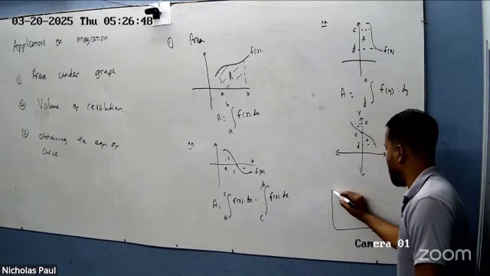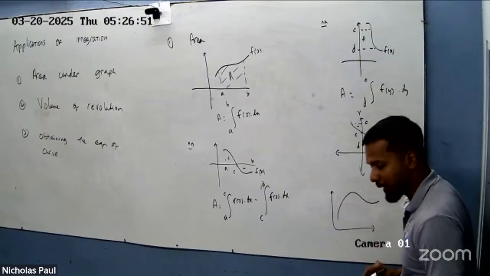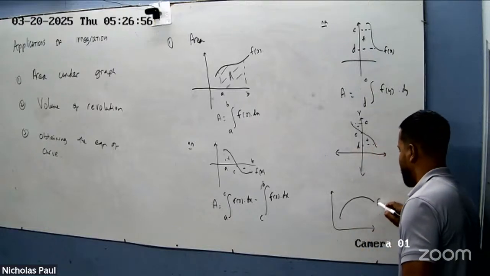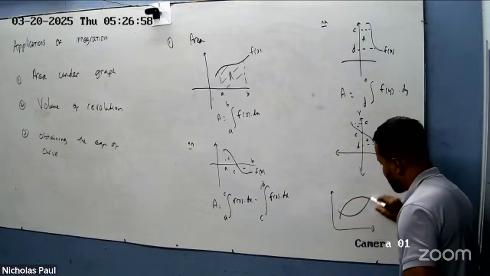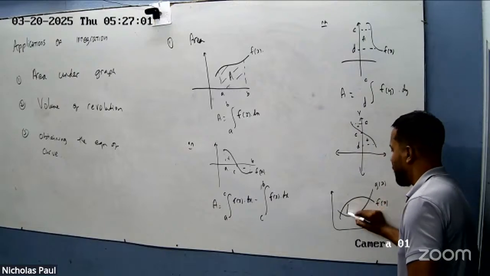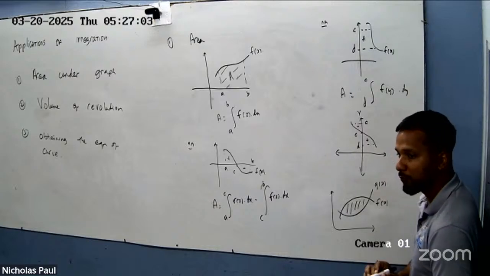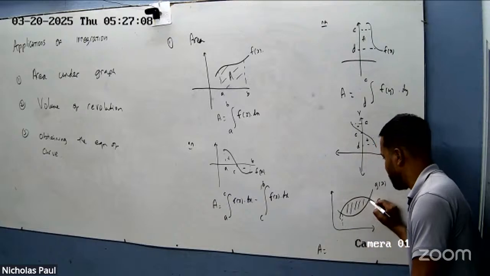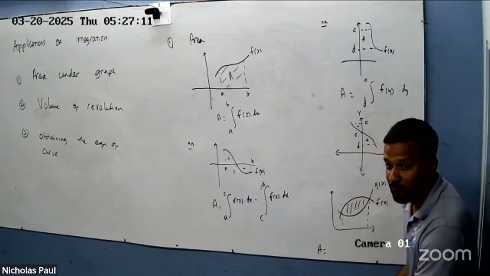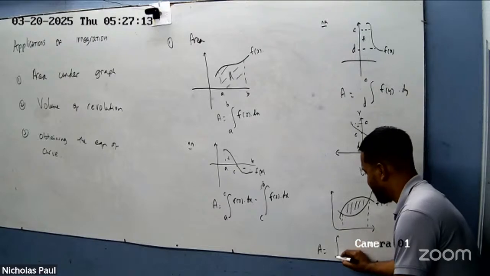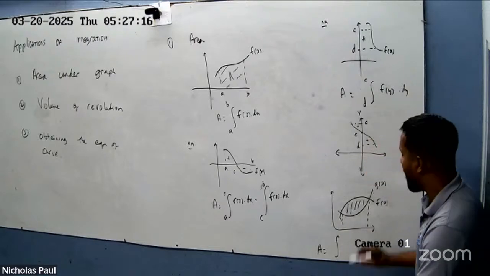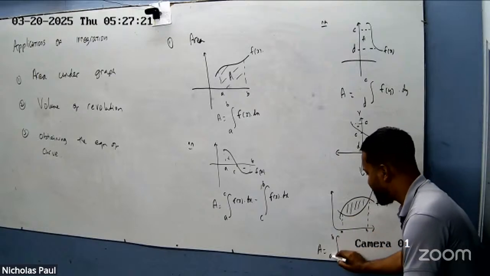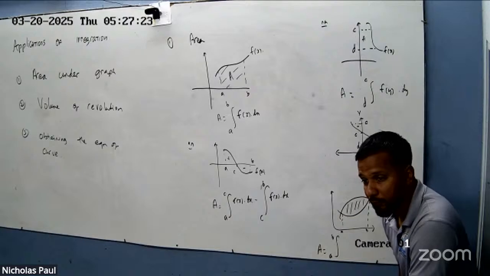Last one. Suppose you had a function looking like this. That's f of x, and this is g of x. How do you get the area in between now? Let's say the intersections are A and B, and then find the area.